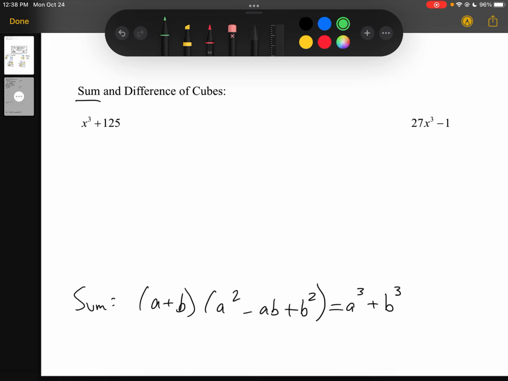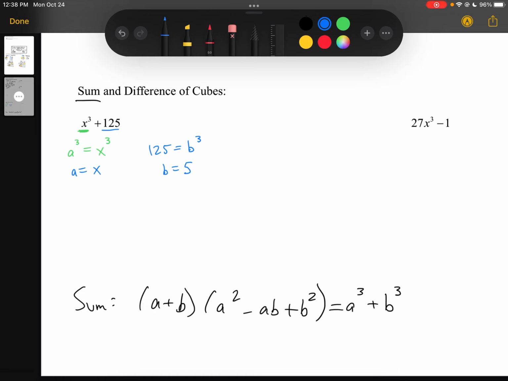So in this situation, what we need to do with these questions when we see the third power is take our first term and set that equal to a cubed. So x cubed in this case is a cubed. And then the second thing that we do is we take our second term and we set that equal to b cubed. And what this allows us to do is to solve for a and b. So a is equal to just x. And in this case, b, if we take the cube root of 125 in our calculator, or if we just know that 5 times 5 times 5 is 125, we see that our term for b is just 5.